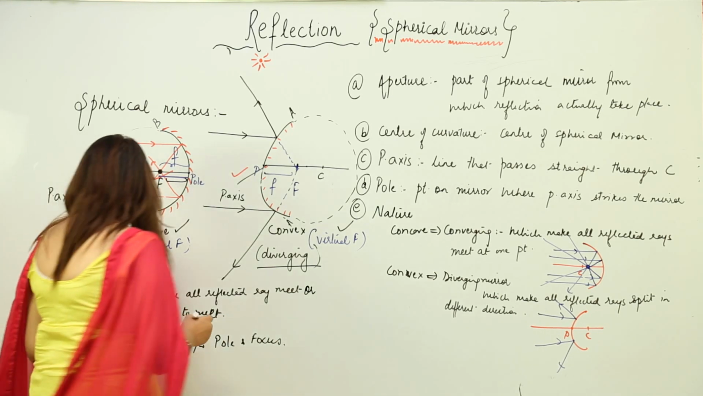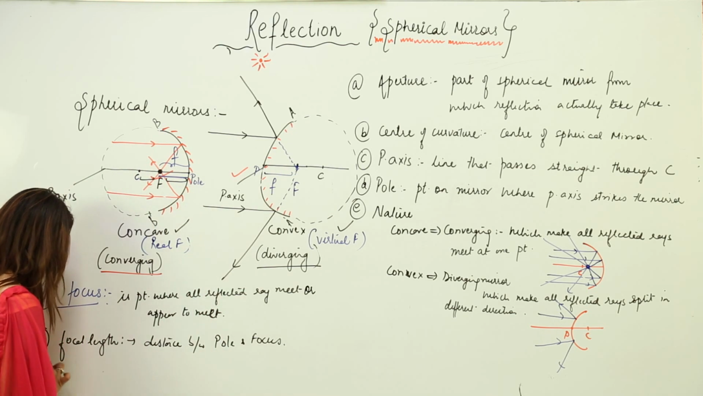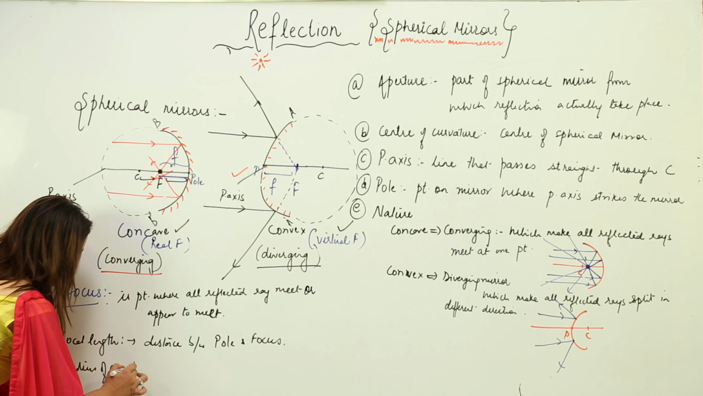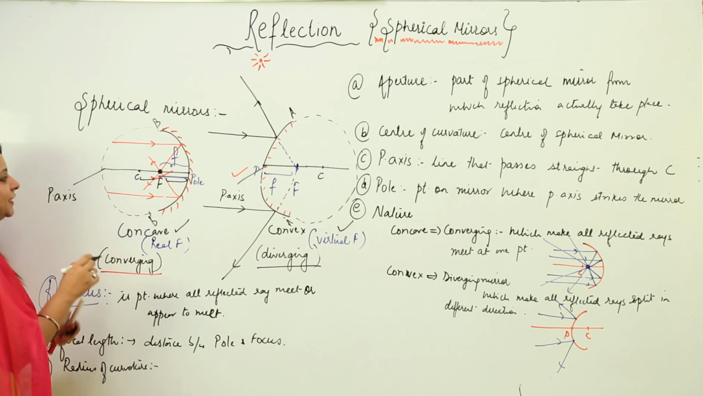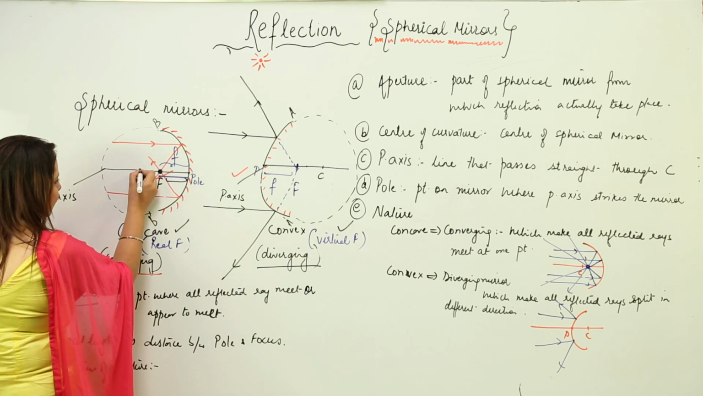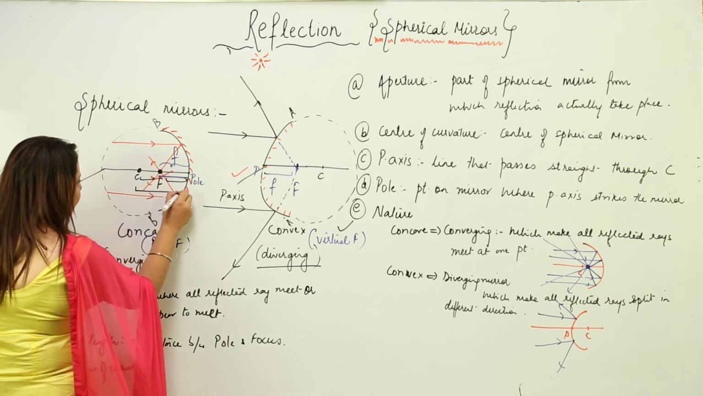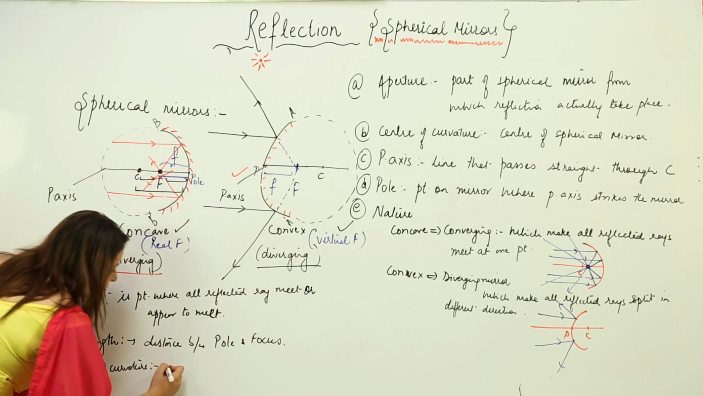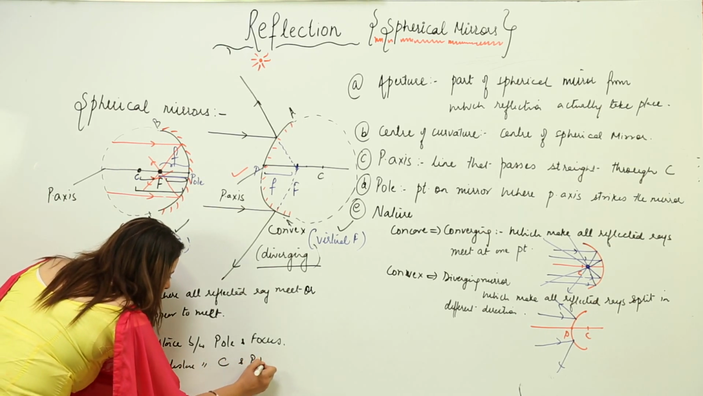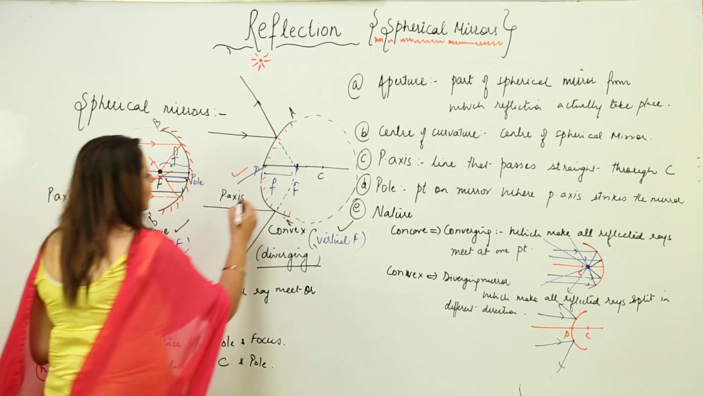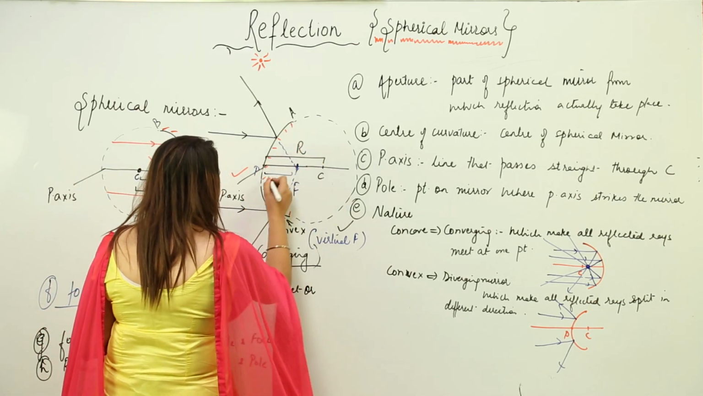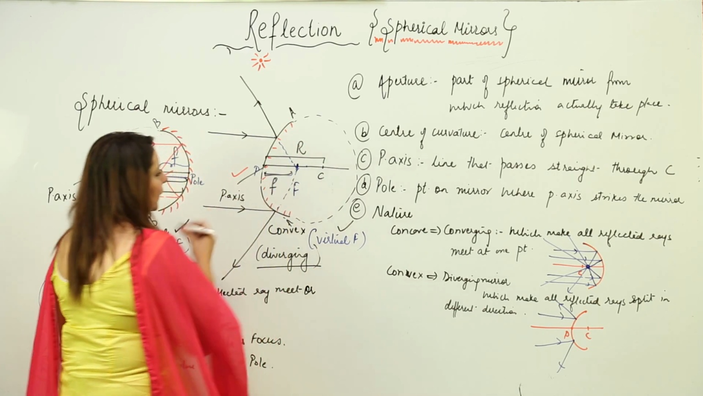And one more term we have, radius of curvature. It means the radius of the spherical mirror. The center point is this. So it is the distance between C and P. It is the distance between center of curvature and pole. So this complete length is the radius and this is the focal length.